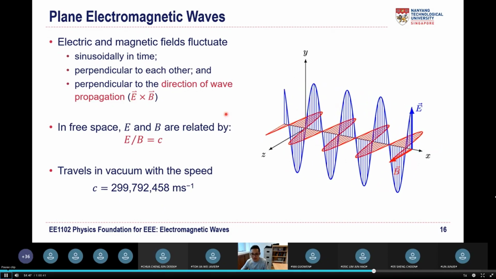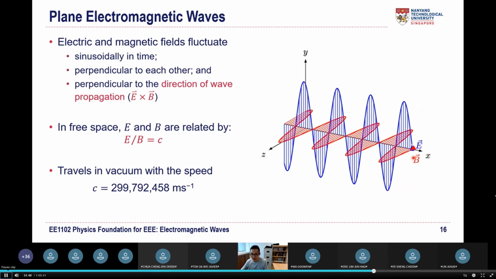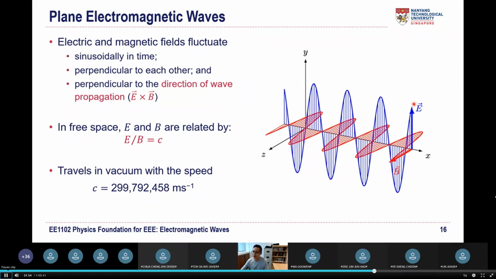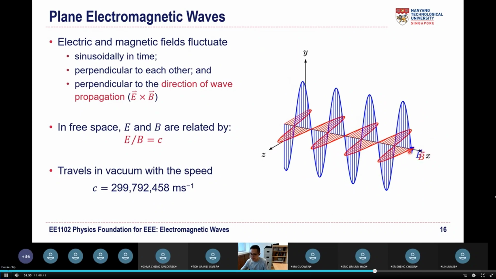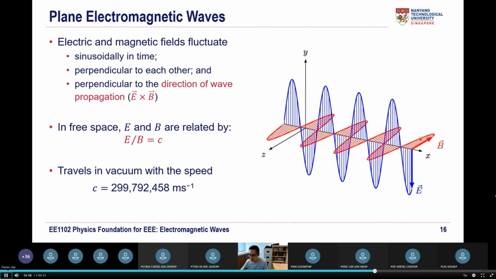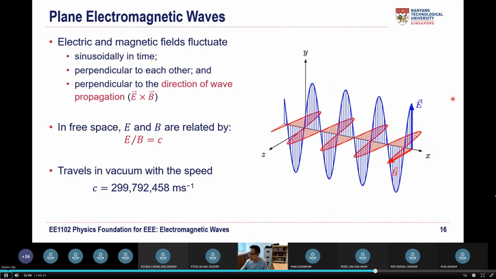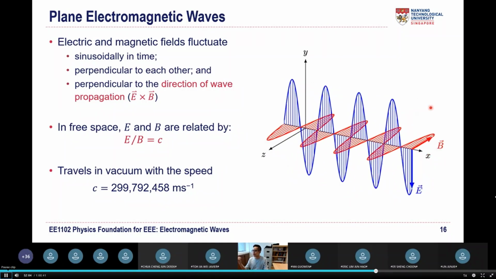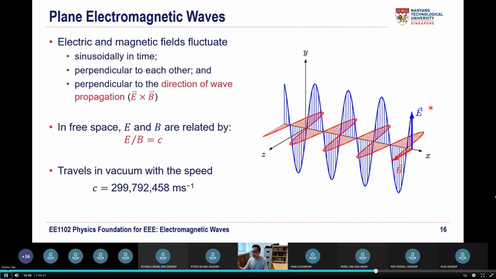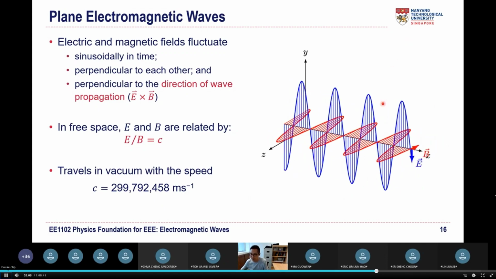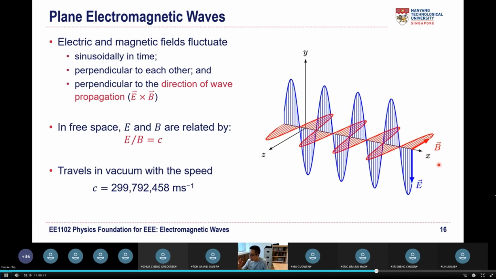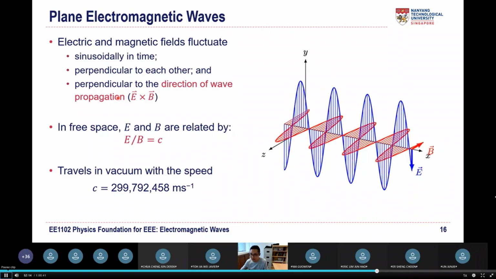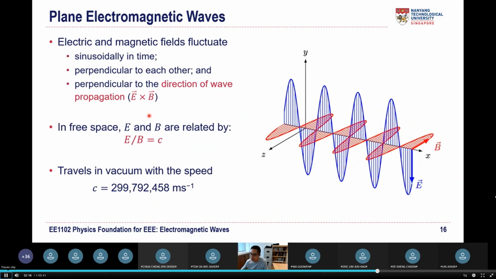So if E is upward, for instance, and the magnetic field is into the page, in which direction would the wave propagate? The direction of the propagation of the wave is going to be towards the right. So you still need to use your right hand rule to figure out which direction the light is going to propagate.